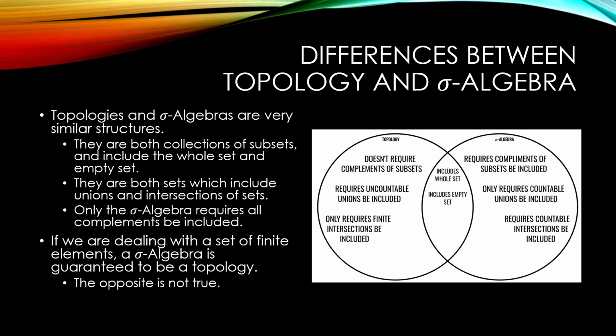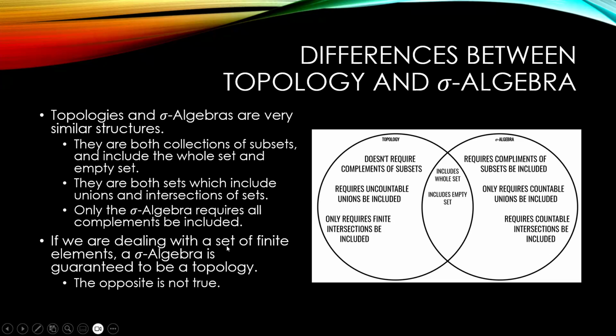If you want to know the key differences between a topology and a sigma algebra, I made a little Venn diagram to highlight it. In both cases, both topology and sigma algebra, they include the whole set and they include the empty set. They also both include unions, and they also both include intersections. But how many unions and intersections is a little different. The key difference, though, is the idea of complements. A topology does not require that complements of subsets be included, whereas a sigma algebra requires that complements be included.